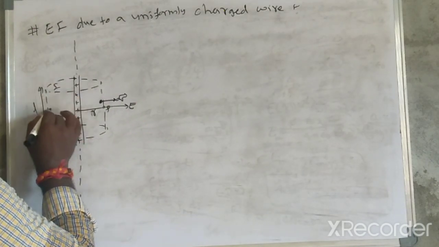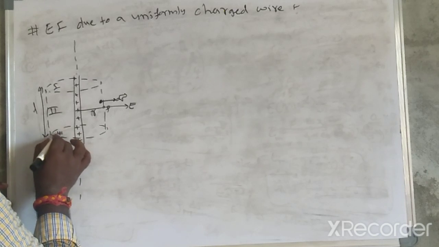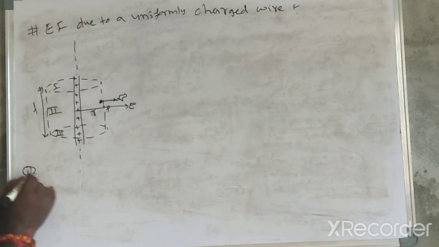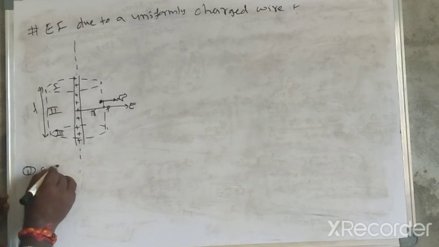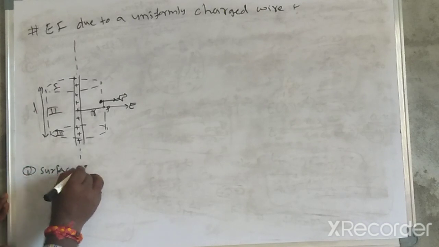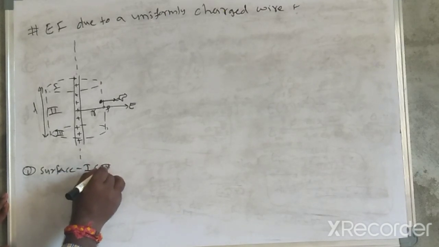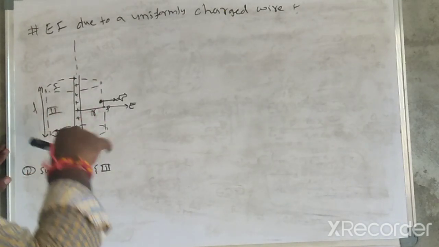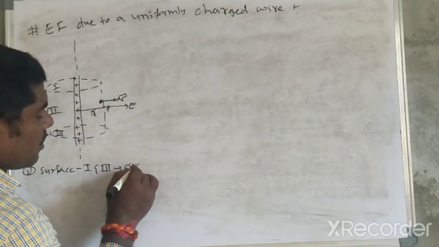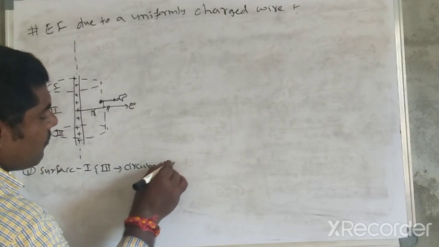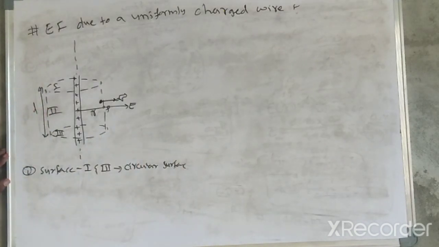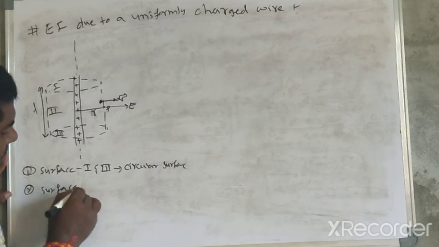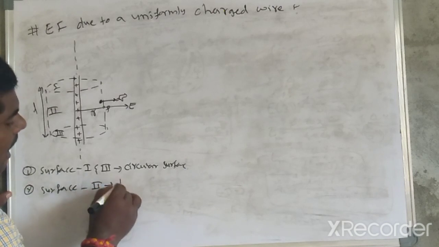This is the first surface, this is the second surface, and this one is the third surface. An important point: surfaces 1 and 3 look like circular surfaces, and surface 2 is the lateral surface.